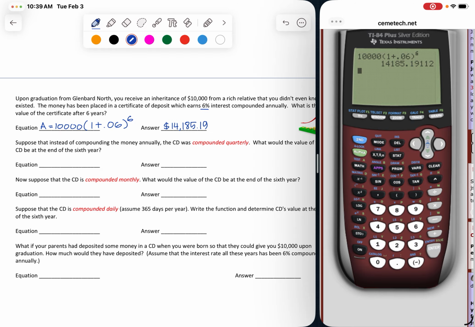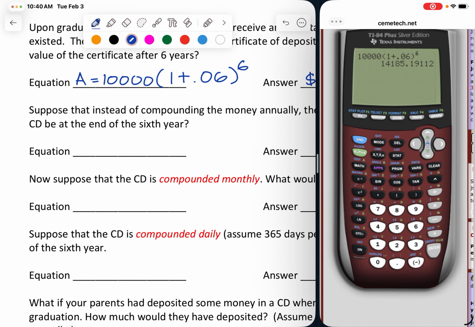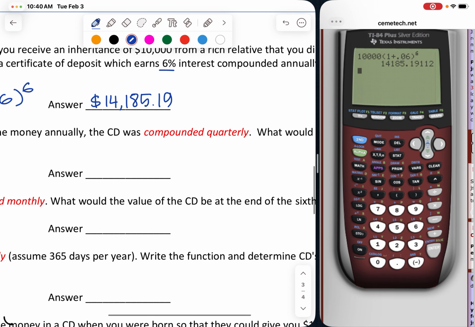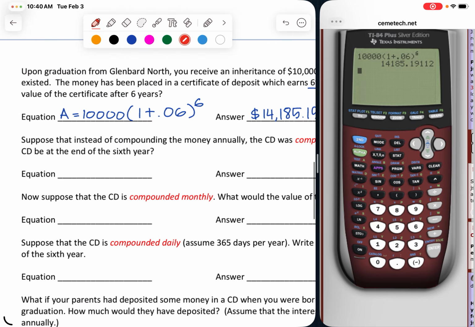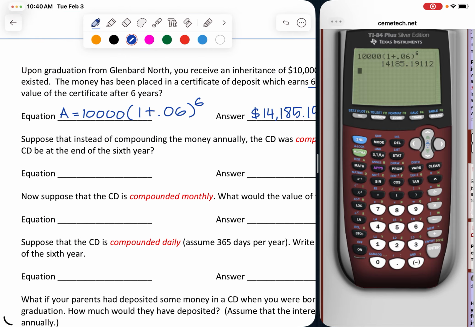Okay, next it says, suppose that instead of compounding the money annually, the CD was compounded quarterly. What would the value of the CD be in the 6th year? So very similar formula, but we have to divide that rate by 4. Was it quarterly? Yes. So this is n equals 4 here, and we have to multiply the year by 4. So we are going to write our equation, A equals 10,000 times 1 plus 0.06 divided by 4, and then to the 4 times 6 power.